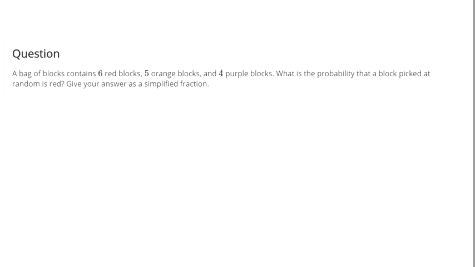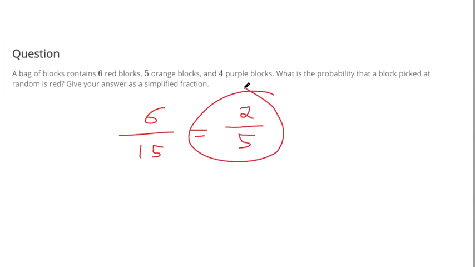Okay, a bag of blocks contains 6 red, 5 orange, 4 purple. What's the probability that a block picked at random is red? The number of events we're interested in: there's 6 red blocks. The total number of possibilities: there's 6 plus 5 plus 4. What is that? 11, 15. That's 15. And if you simplify that fraction, divide the top and the bottom by 3. 2 out of 5 is our probability.